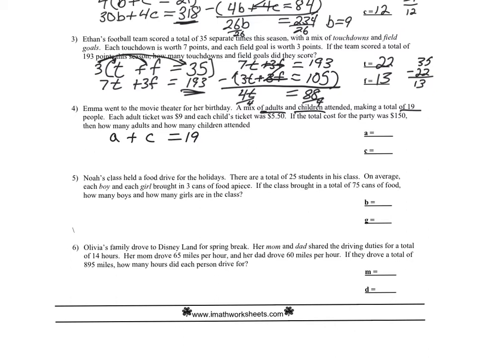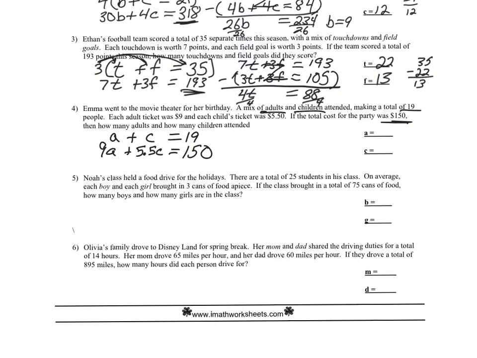Each adult ticket was $9. $9 for each adult, and each child ticket was $5.50. Now the 0 is unnecessary, so I'm just going to put 5.5 C, and the total amount of money was $150.